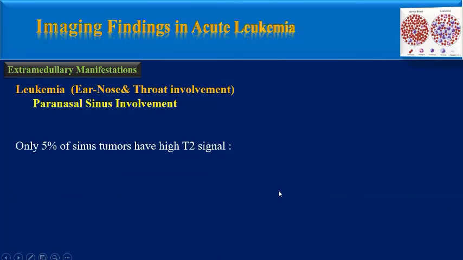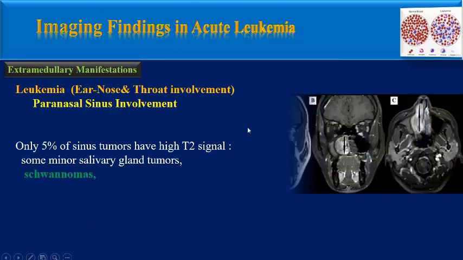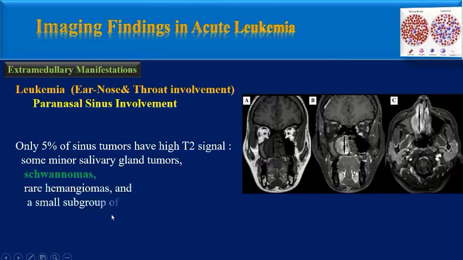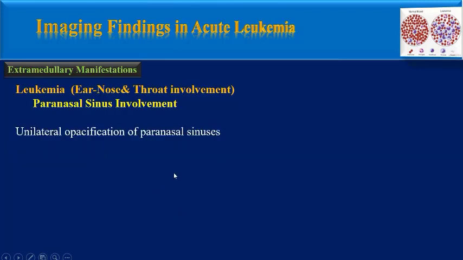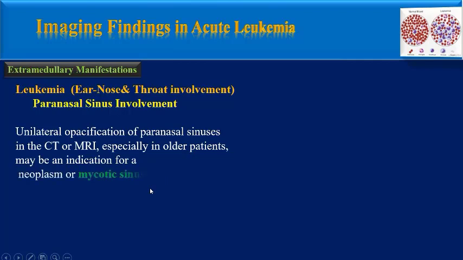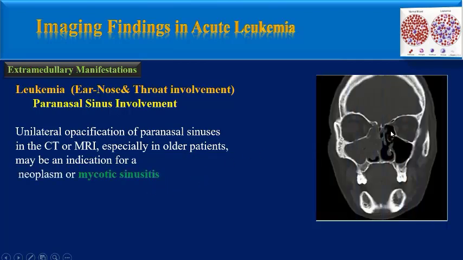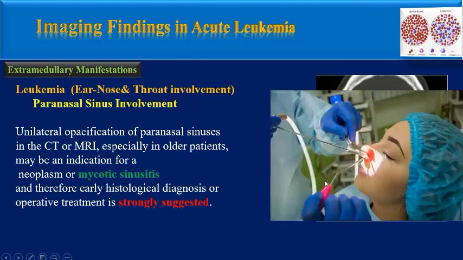Only 5% of sinus tumors have high T2 signal intensity. These include some minor salivary gland tumors, schwannoma, rare hemangiomas, and a small subgroup of inverted papilloma. Unilateral opacification of the paranasal sinuses on CT or MRI, especially in older patients, may be an indication of a neoplasm or mycotic sinusitis, and therefore early histological diagnosis or operative treatment is strongly suggested.